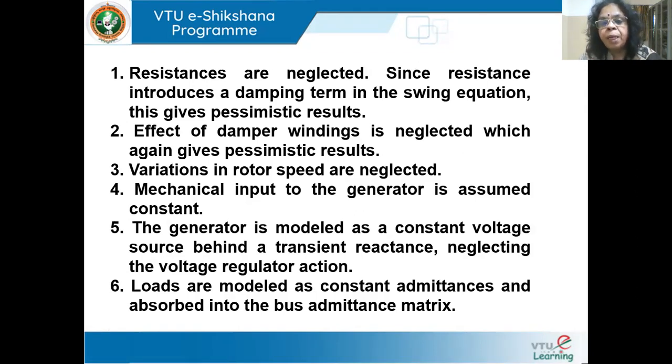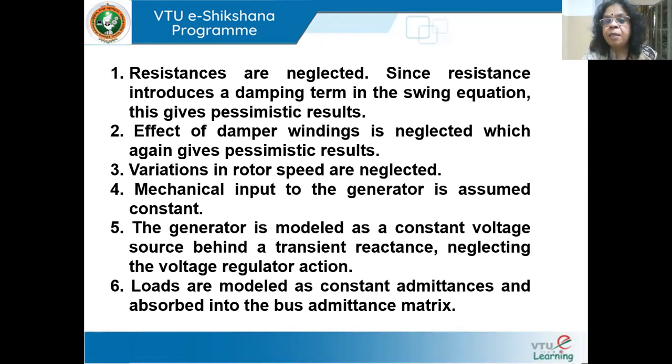When we do a swing equation solution, there are some assumptions we make. Firstly, resistances are neglected. This will give you a pessimistic result. Pessimistic means you look at the bad side of things. Resistance gives damping to the system oscillations, so if I neglect resistance, I get pessimistic results. That means my system is actually better than what my result shows. Always remember, in stability studies, pessimistic results are okay because you will be taking precautions. But if you get optimistic results, that means you think a system is stable when actually it is unstable. That is dangerous because you will not be taking a suitable control action. Is it clear? So neglecting resistance is fine.